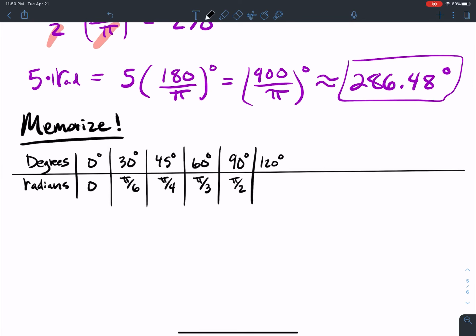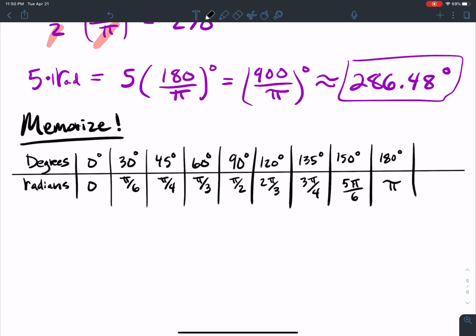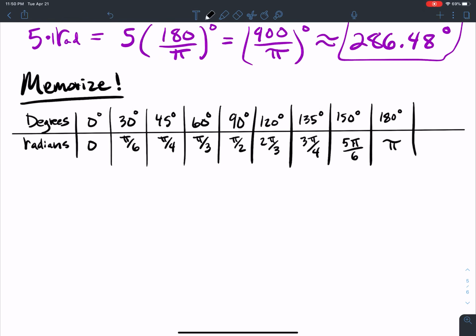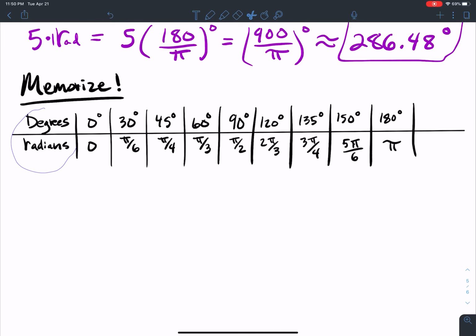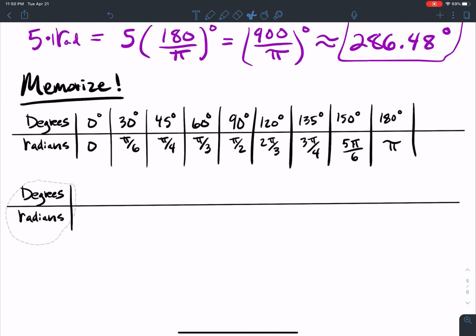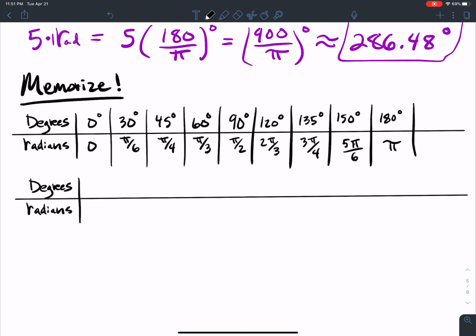120 degrees, this is 2 pi over 3. 135 degrees, this is going to be 3 pi over 4. 150 degrees, this is going to be 5 pi over 6. 180 degrees, this is going to be simply pi. Now let me do another one. All right, I'm just going to copy this. All right, so we're going to keep going.